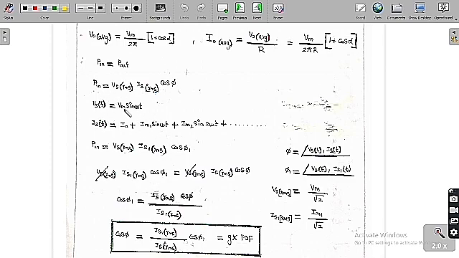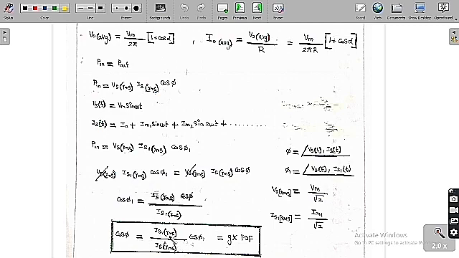Now we can equate both. Vs RMS into Is1 RMS into cos phi 1 is equal to Vs RMS into Is RMS into cos phi. Since Vs RMS is the same on both sides, it cancels. So if you rearrange this, we get cos phi is equal to Is1 RMS by Is RMS into cos phi 1. This is the RMS value of the fundamental component divided by the overall RMS value of the current.